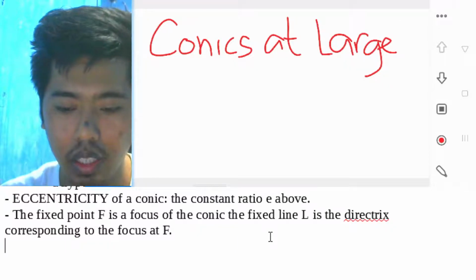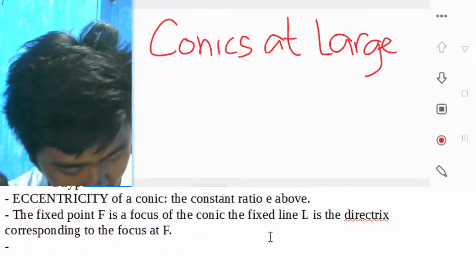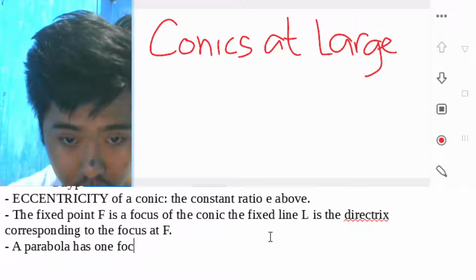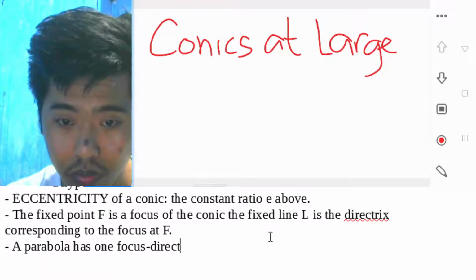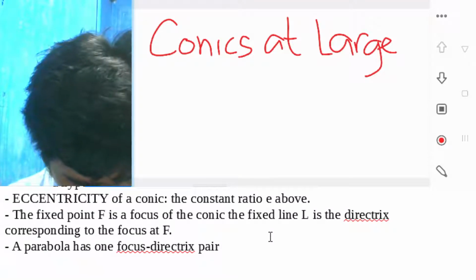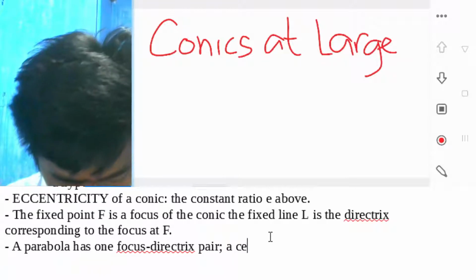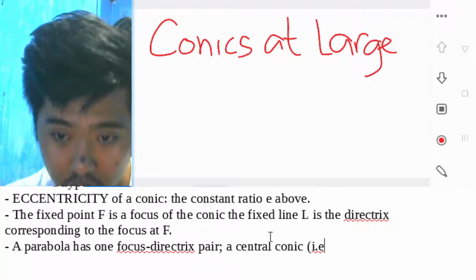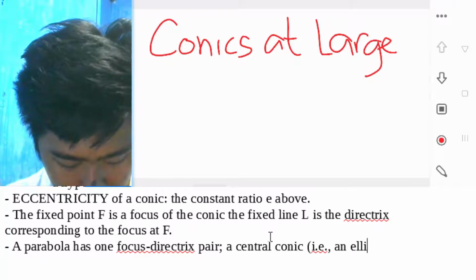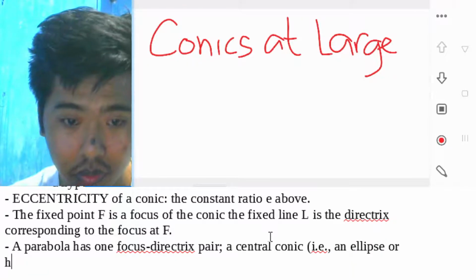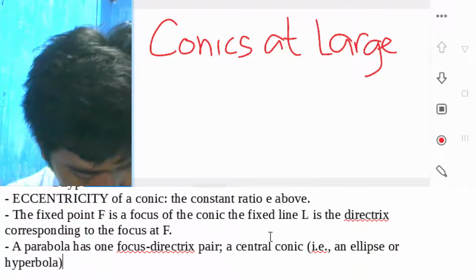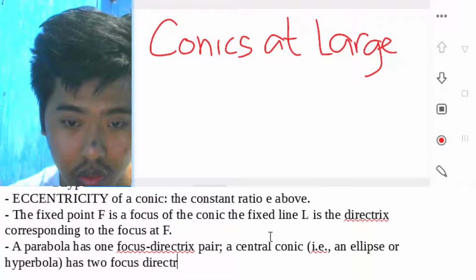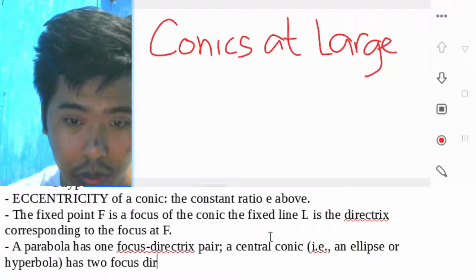Okay, next thing that we should consider: a parabola has one focus-directrix pair. A central conic, for example an ellipse or hyperbola, has two focus-directrix pairs.